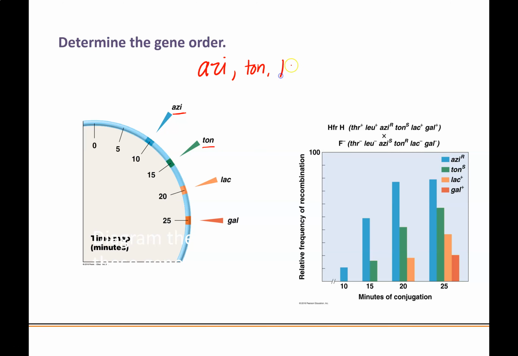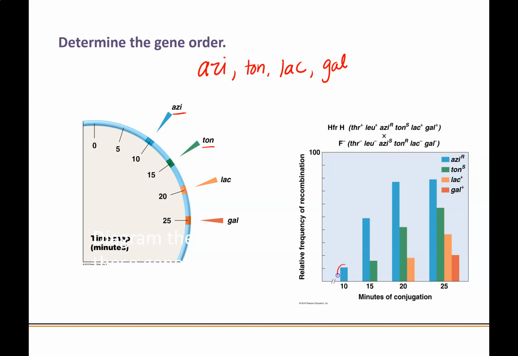20 minutes, now we have the lac gene. Then we have the gal gene. So you can see that this is actually quite simple to determine. Those that are transferred early on are going to be first in order. Over here, this is like the previous problem.